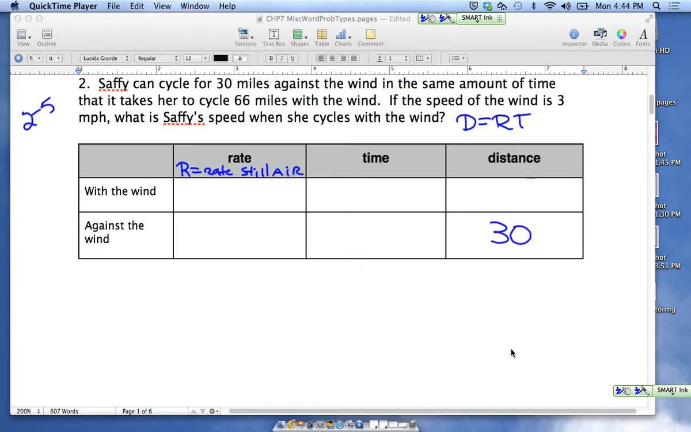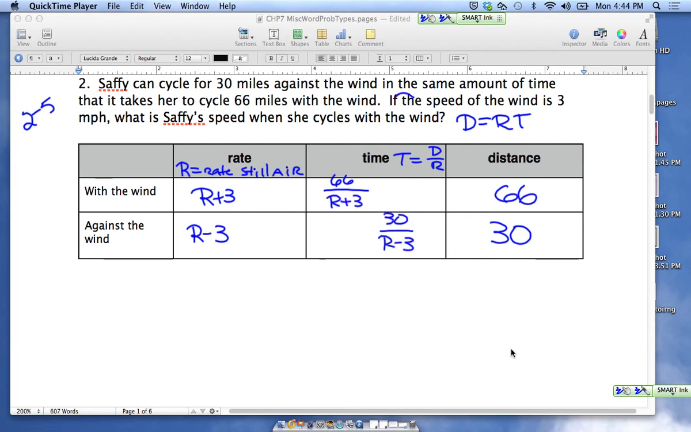When she's traveling with the wind, she can cover further ground. She can go 66 miles. The rate of the wind is 3 miles per hour. So her rate with the wind is R plus 3. Her rate against the wind is R minus 3. So the time column. Time here, I would think of time as distance over R. Just take the basic relationship and solve it for T. So her time would be a distance of 66 over a rate R minus 3.